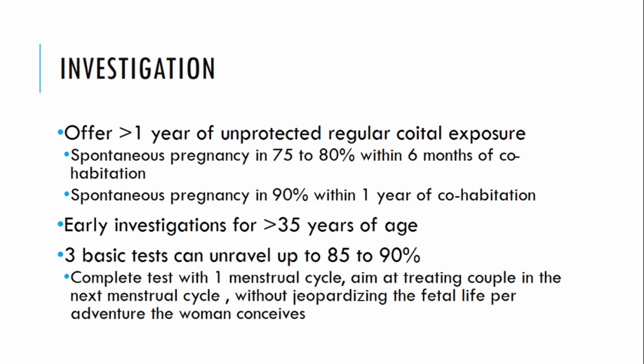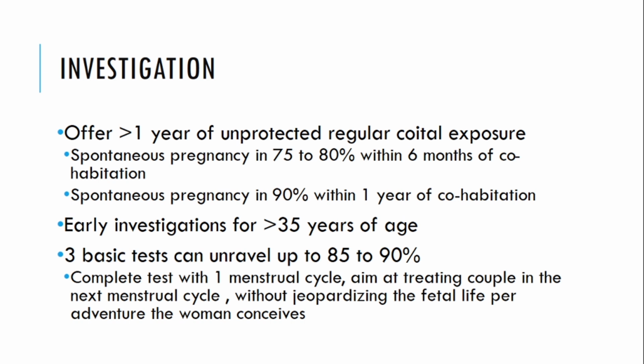We offer this investigation, we said earlier, after a year of unprotected regular coital exposure. We have defined what regular is. Spontaneous pregnancy can be achieved in 75 to 80% of cases within 6 months of cohabitation, in 90% within 1 year, and in excess of 95% after 2 years. Early investigation for women more than 35 years should be considered. Some have recommended at least 6 months. The three-based investigation can unravel, we said earlier, up to 85 to 90% of cases. So it's important to ensure the basic tests before doing other high-falutin tests.